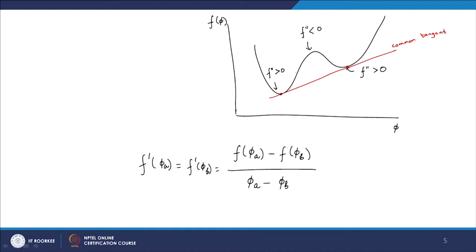So, let us say if I start with some phi here, the only condition here is for that value of phi, f double prime must be less than 0. So, if for that phi f double prime is less than 0, the system will phase separate into phi A and phi B, or the other way around.